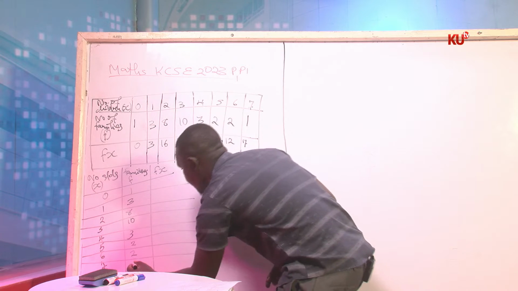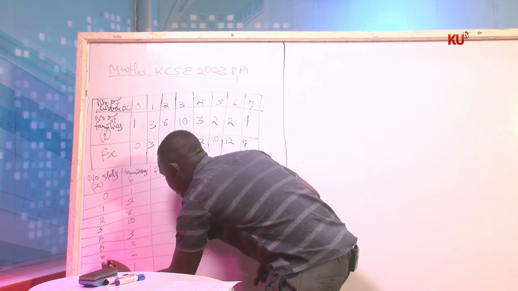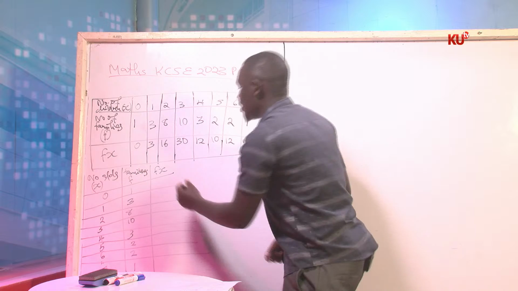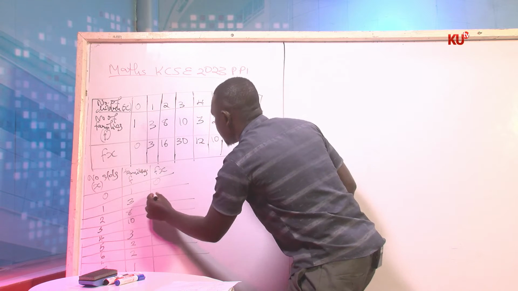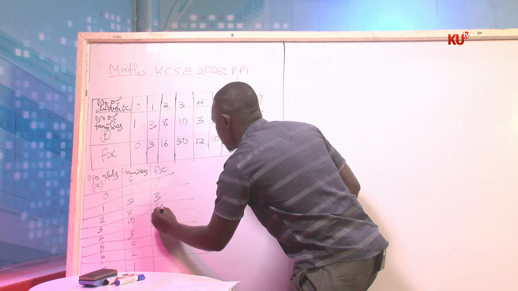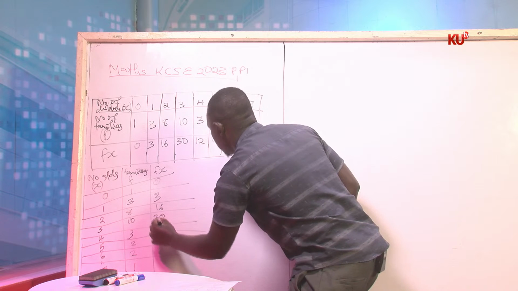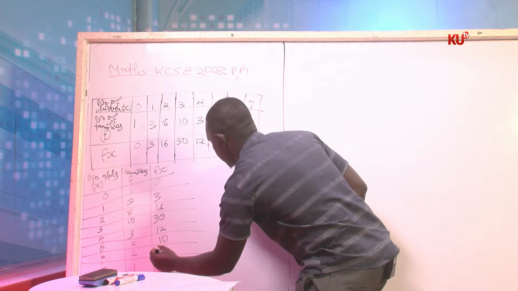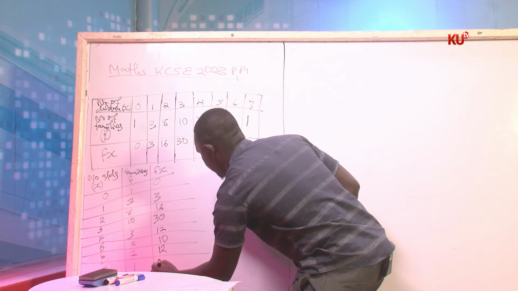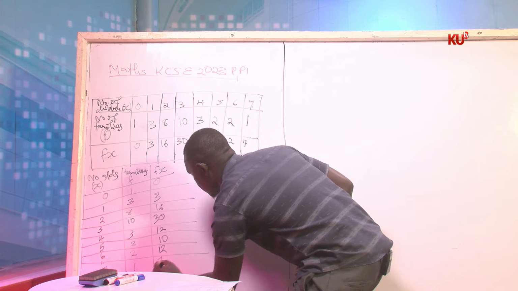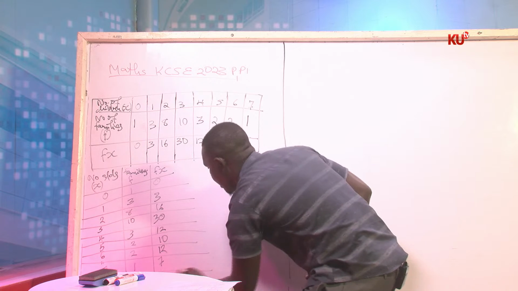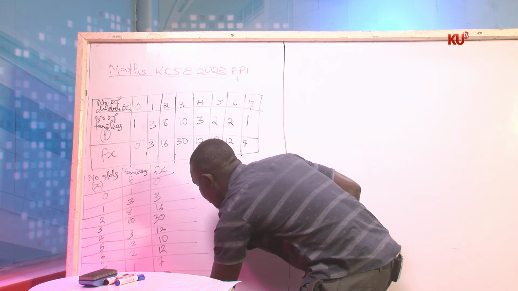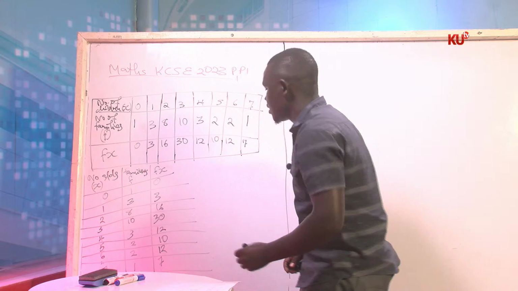Then finally, one family with 7 children. Then you get this one here: 0, 3, 16, 30, 12, 10, 12, 7. Then at the end here, you can even end up getting the summation of fx.